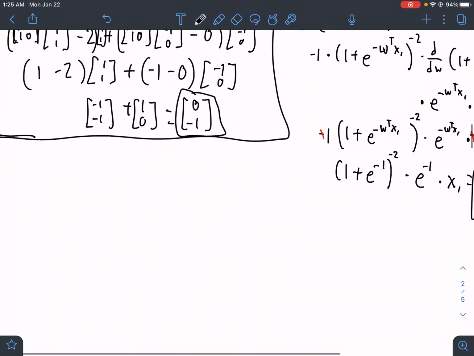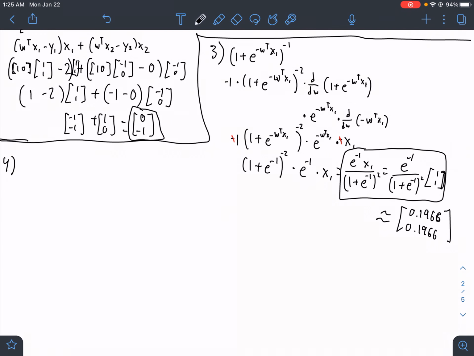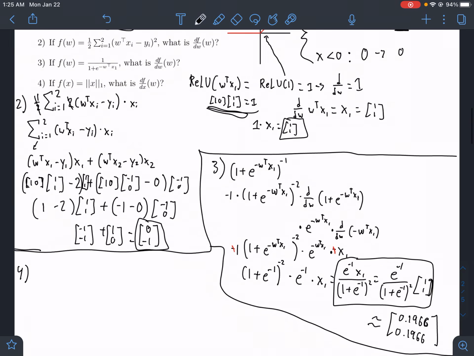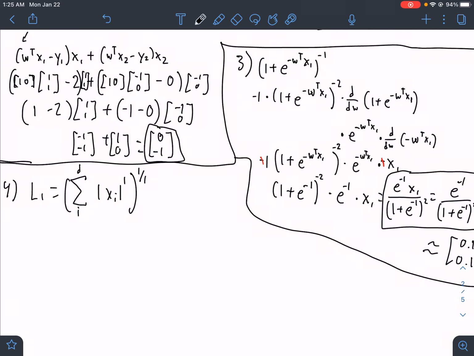For part 4, we have the L1 norm returning yet again. L1, as a reminder, equals the sum of x_i to the 1 divided by 1. Or if we just get rid of all the 1s, we get this.